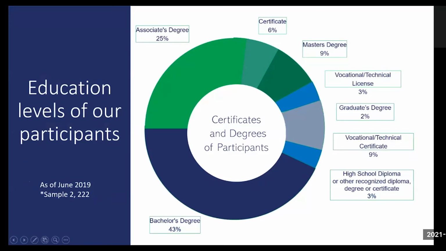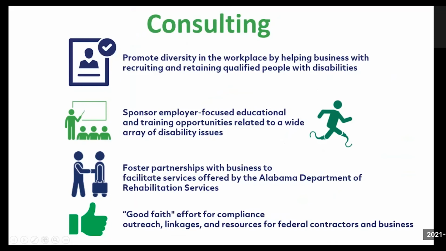Here are the education levels of our participants. Now, this sample was from 2019. It's a little bit older than that last number. So we took a sample of about 2,222 folks and broke them down into our categories here. And as you can see from the wheel, 43% of them have a bachelor's degree, 25% have an associate's degree, and 9% have a master's degree. That's crazy. So, does anyone have any questions so far? Feel free to drop them in the chat.